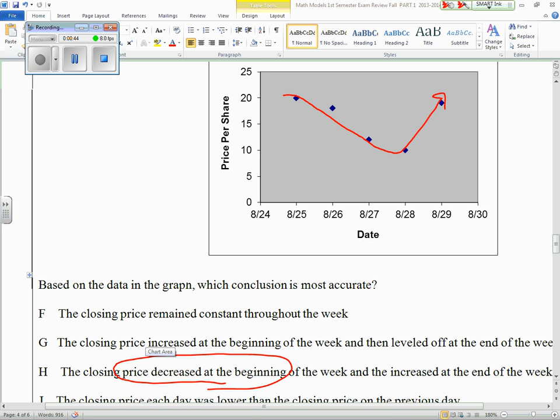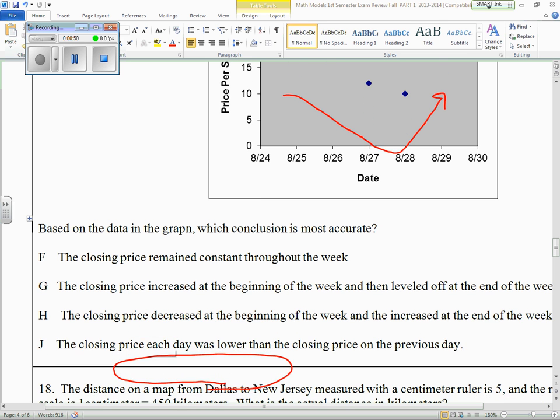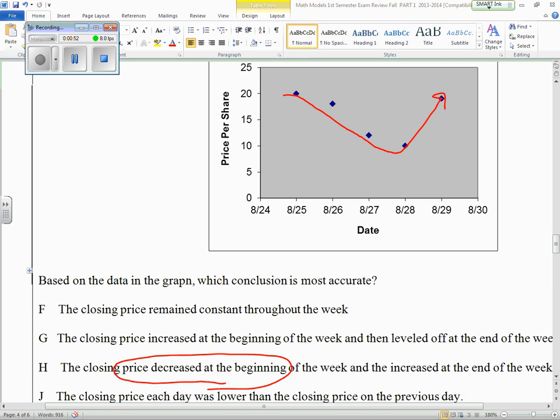I think I'm going to like H so far. What's J? No. We're going to stay with H.